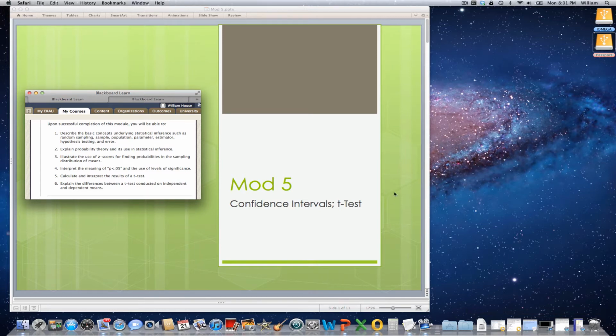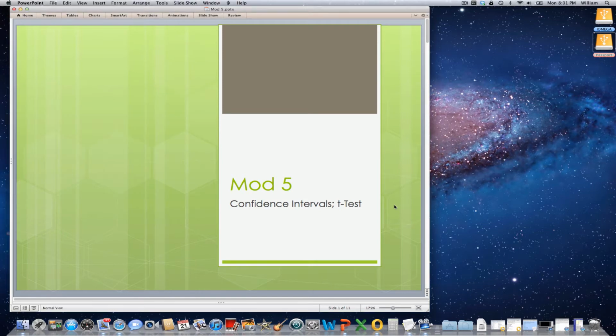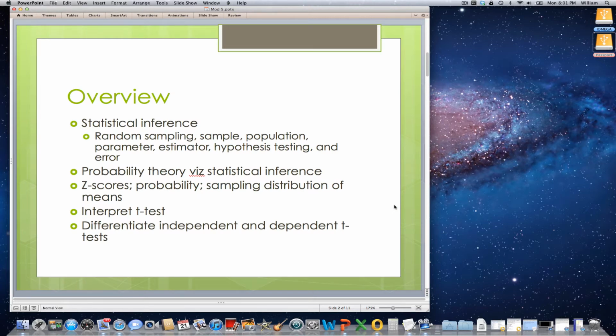So the purpose of this module is to take a deeper dive into Module 5, and I hope that I'll be able to clarify some of the underlying themes that the author is talking about. So we're going to talk about statistical inference and the importance of random sampling. We're going to differentiate samples and populations and parameter estimates and hypothesis testing and the notion of error. I'm going to explain probability theory as it pertains to statistical inference.